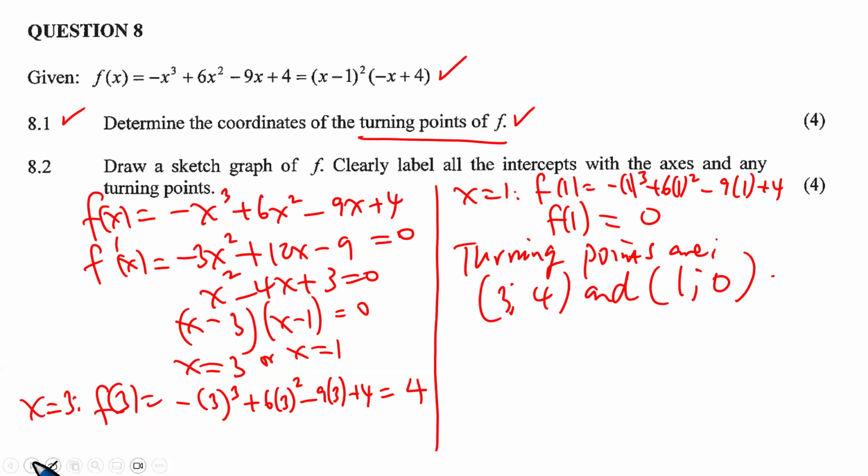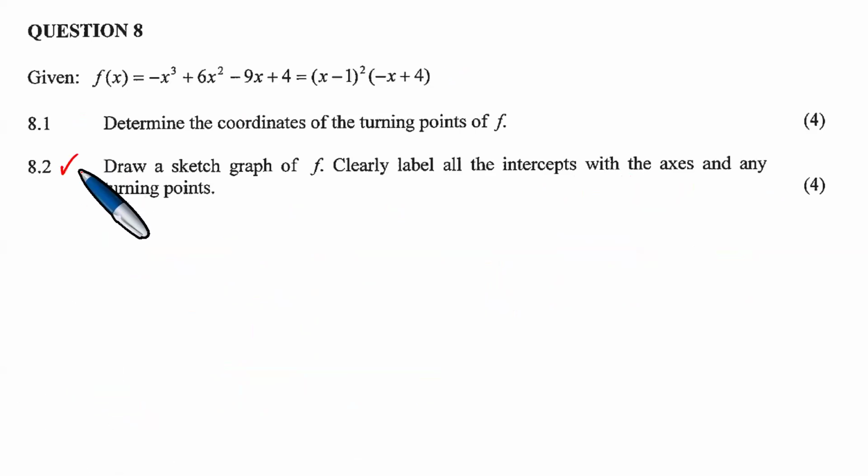Okay, we continue. So the next thing is now to draw a sketch graph of f, clearly label all intercepts to the axis and any turning points. Let us look at this question very, very carefully, and we proceed as follows.